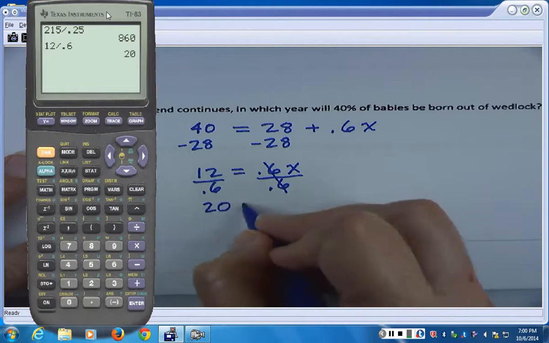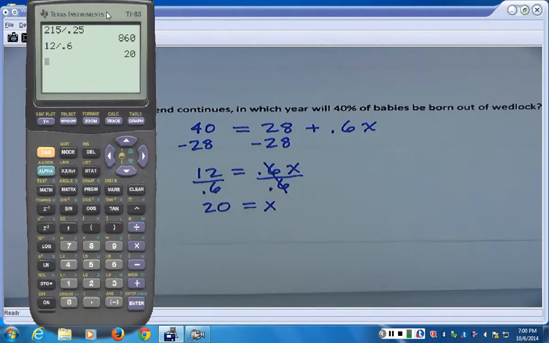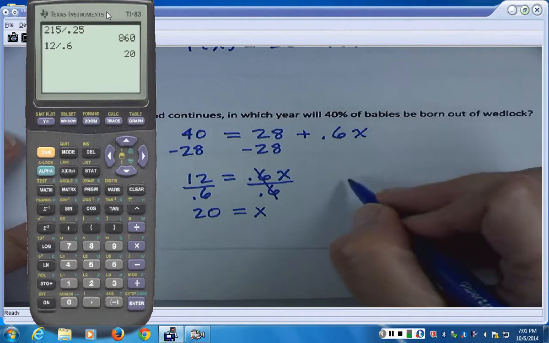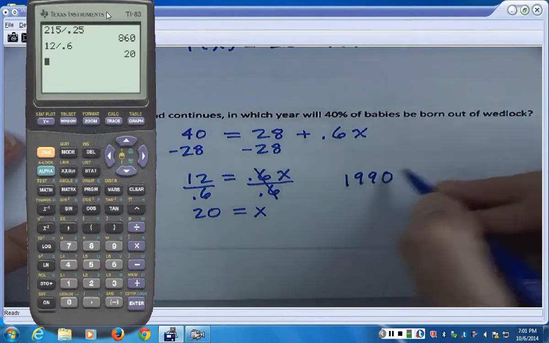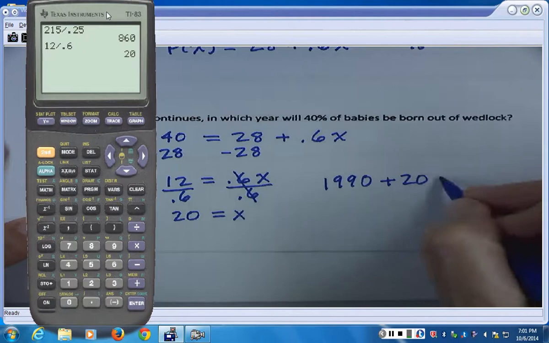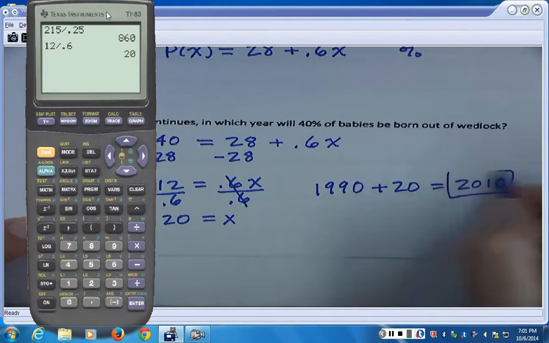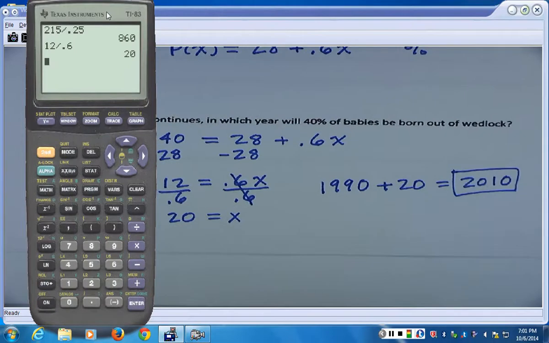So, but x is not the answer. It says in which year. Remember what x started at? X equals 0 was for 1990. So you have to take the year 1990 and add 20 to it. 2010. So if this information was right, in 2010, there should have been 40% of babies born out of wedlock.